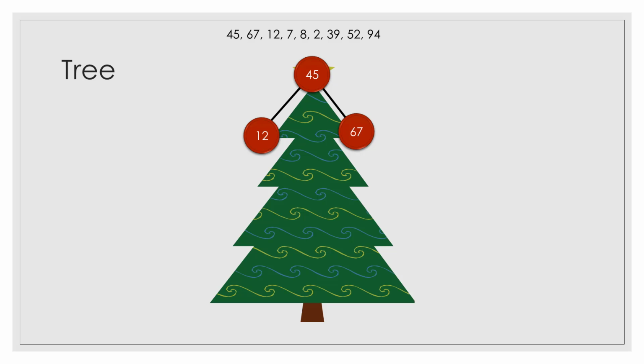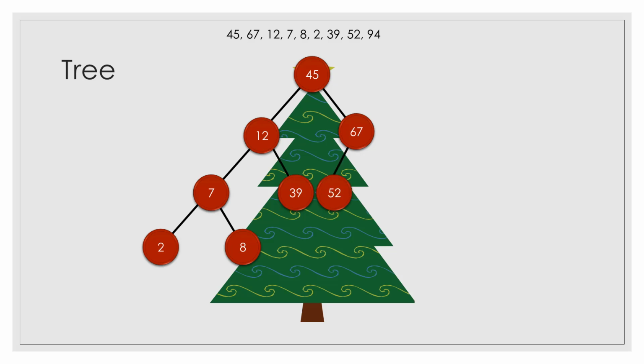The next is a value 7. Where does it go? Less than 45, less than 12, off to the left. 8, less than 45, less than 12, greater than 7, off to the right. And so on. The ordering principle, less than left, greater than right, applies with every data value that we have here. This is a good one to maybe pause and go through a couple times until you get the idea.